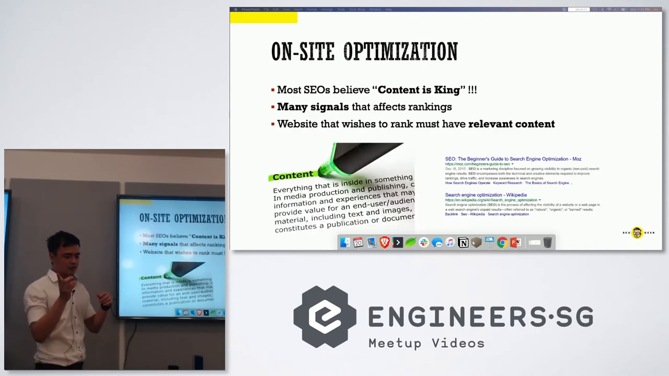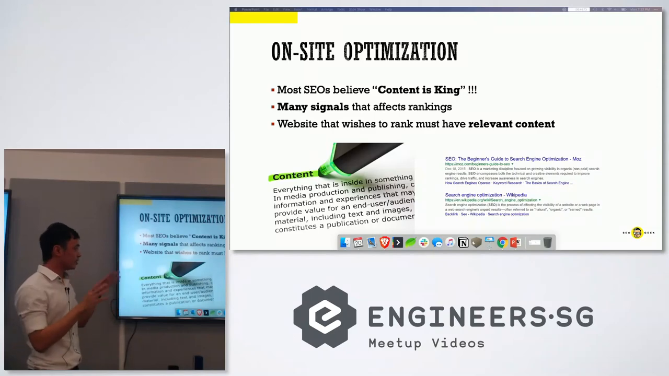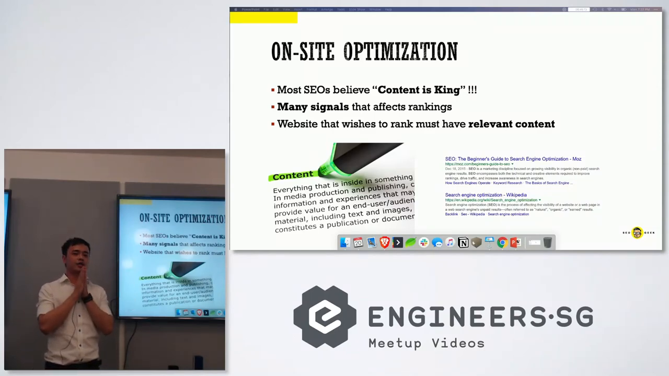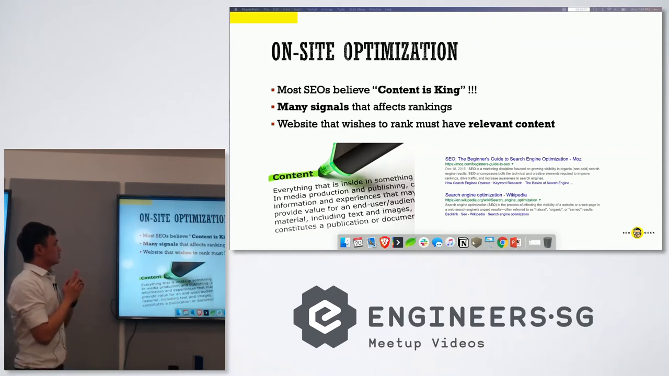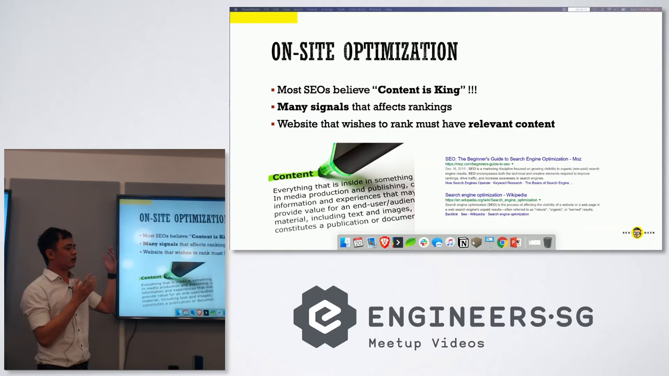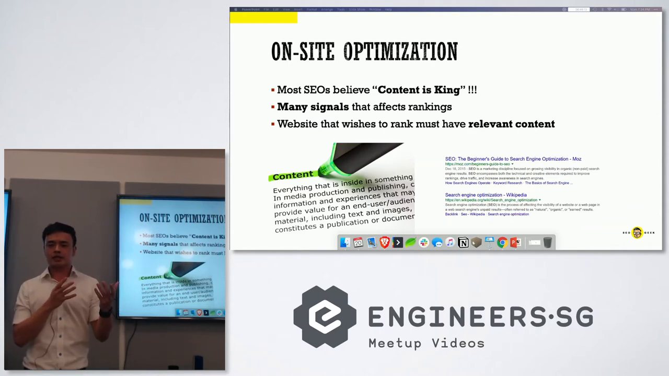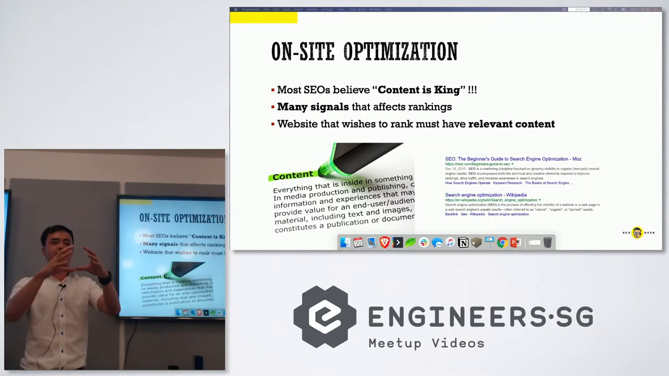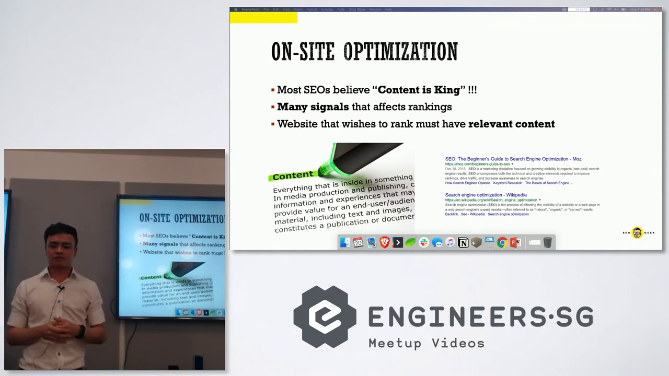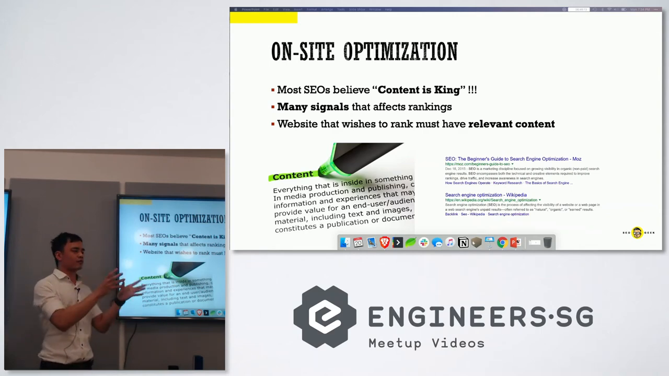So on-site optimization. When you look at SEO content, they always say that content is king. Yes, it's true. You can actually rank a website without getting any links. You must have relevant content definitely. When you want to rank for something, you realize nowadays, instead of front pages ranking on Google when you search for something, it's usually the blog post that ranks. When you ask, how do I do this? What is this? Where do I find the best food in Singapore, for example? Content is very important.